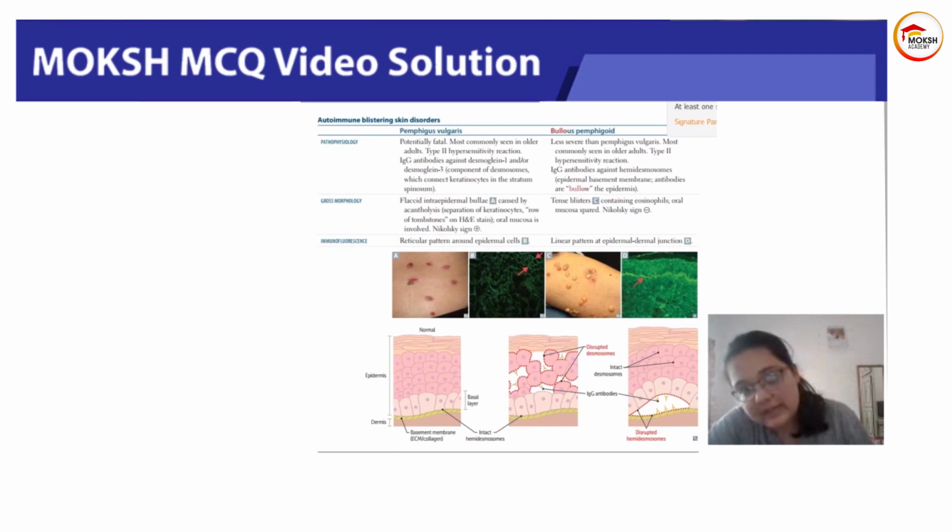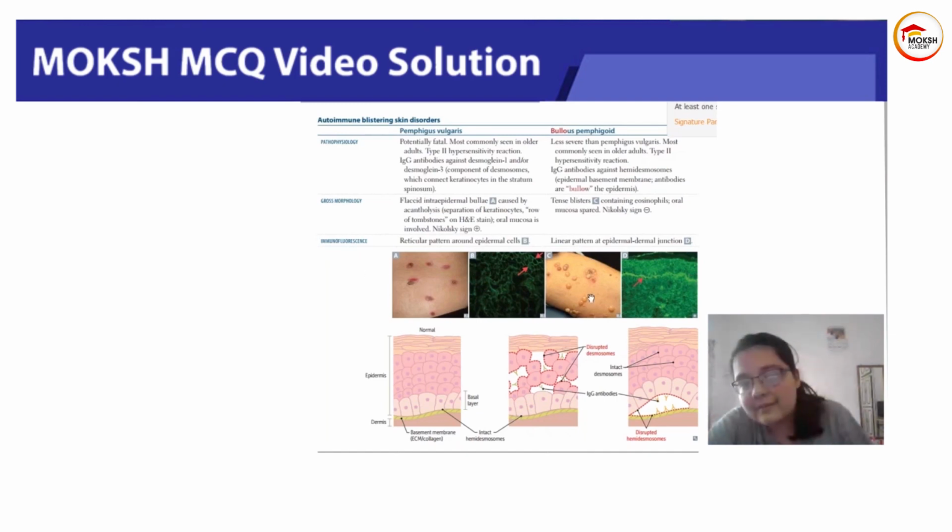That means the antibodies are diffusely spread in between the cells. That is, the intercellular desmosomes are affected. This is seen in pemphigus vulgaris. Whereas here you see a linear pattern of fluorescence because the hemidesmosomes along the basement membrane have been affected, and that is seen in your bullous pemphigoid.